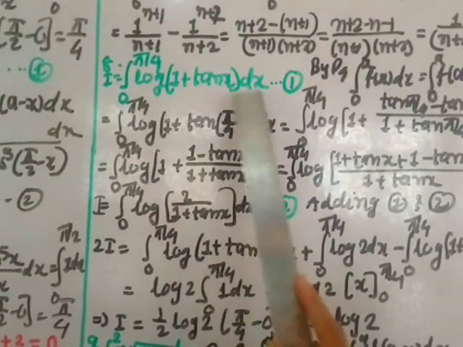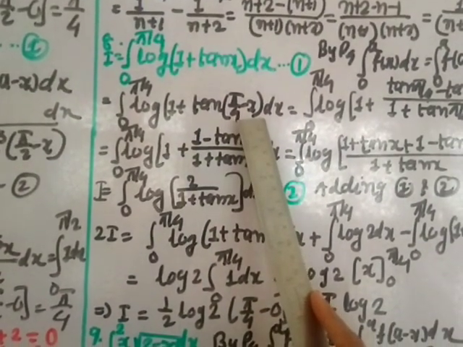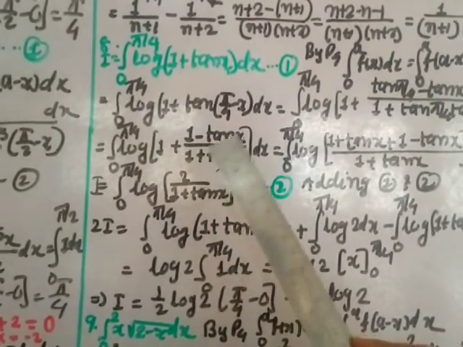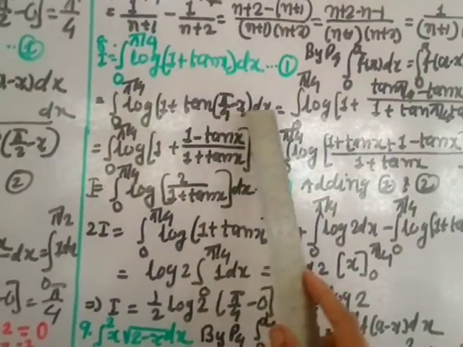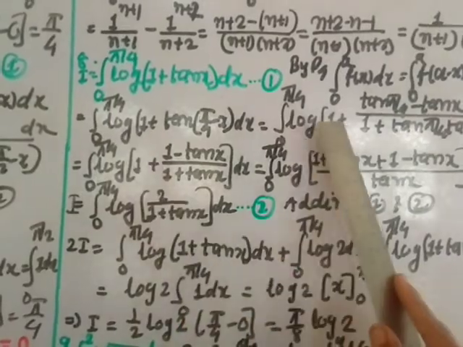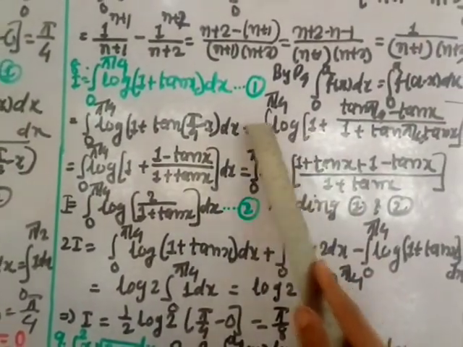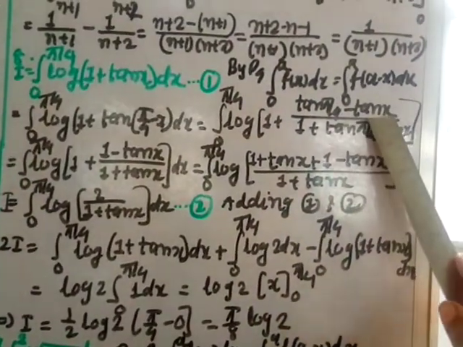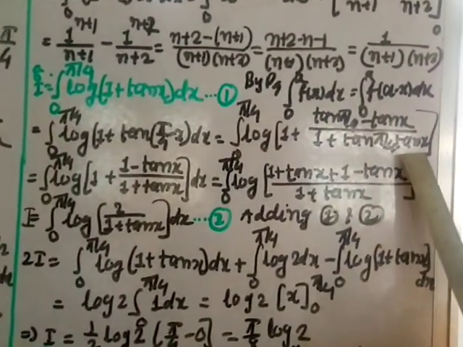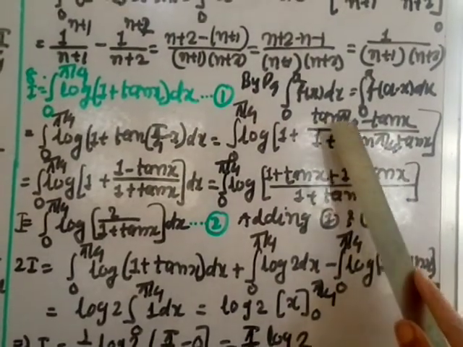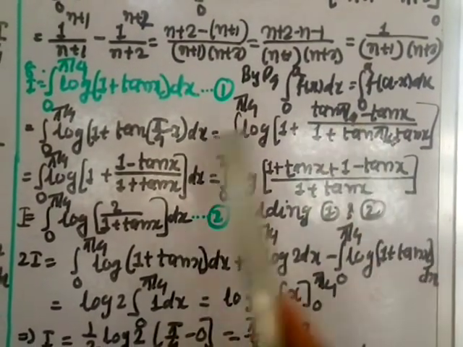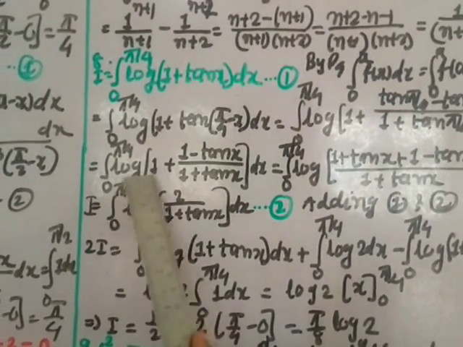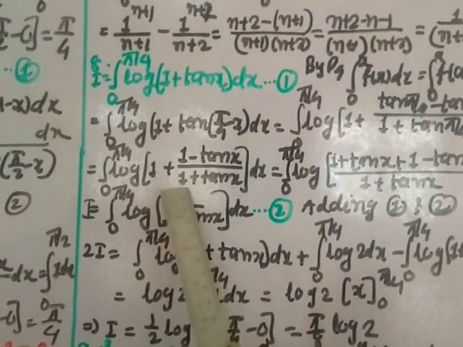I'll use the formula of tan (x minus y). Tan (x minus y) is tan x minus tan y divided by 1 plus tan x tan y. So I am using that formula and writing here, this 1 is as it is, log is as it is, integral also same. I am applying tan pi by 4 minus tan x divided by 1 plus tan pi by 4 tan x. Tan pi by 4 value is 1, so I put 1 here, 1 here. So what you get is integral 0 to pi by 4 log (1 plus (1 minus tan x) divided by (1 plus tan x)).